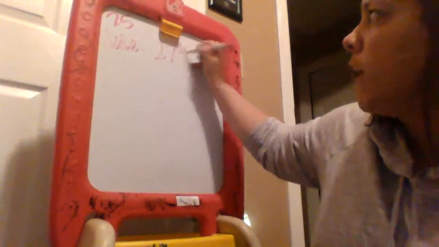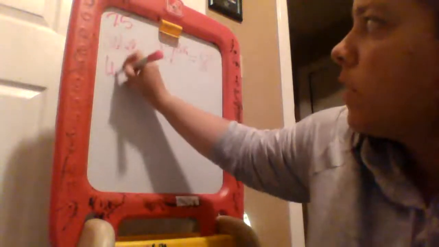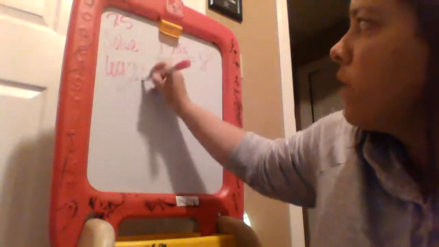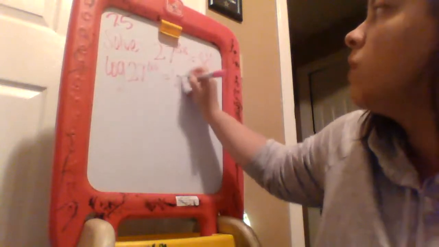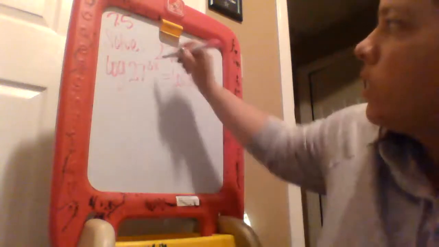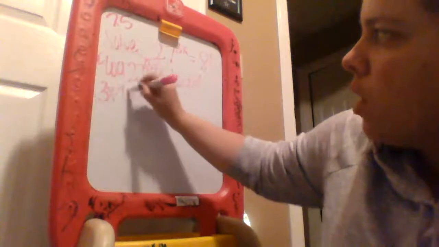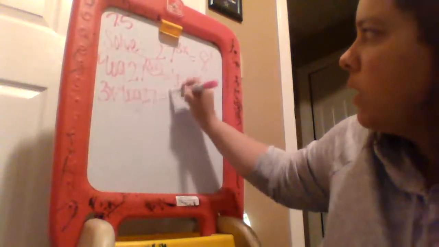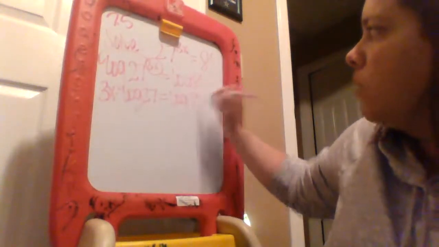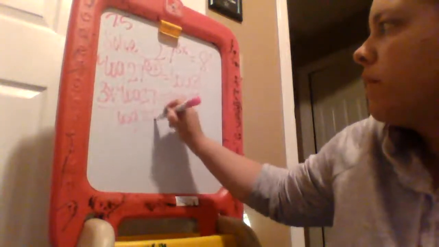27 to the 3x equals 81. So pretty much the same thing here. This is an exponential. The opposite of exponentials are logs, so I'm going to log both sides. That'll be log of 27 to the 3x equals log of 81. Now with a log, if you have an exponent, you can drop that out front. So that'll become 3x times log 27 equals log of 81, and then I'll divide by log of 27.